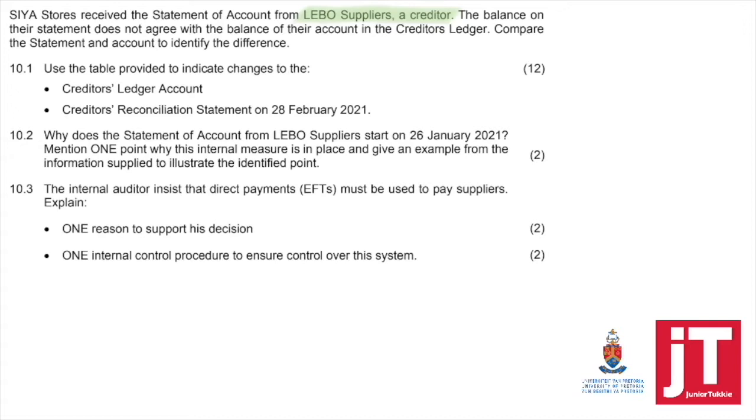Question number 1. Use the table provided to indicate the changes to the creditor's ledger account and the creditor's reconciliation statement. So this is similar to what we've done in the previous activity. The question is just phrased in a different way.